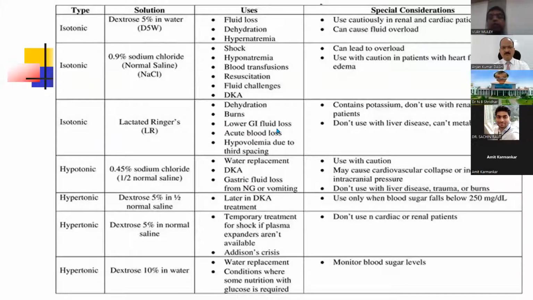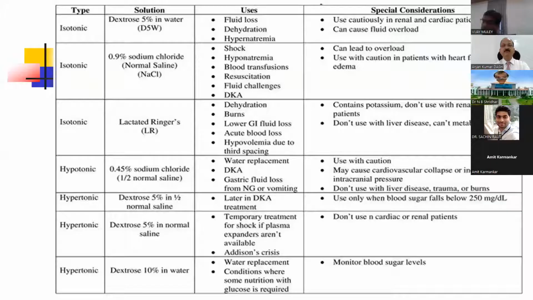And isotonic fluids, Ringer's lactate is always an isotonic fluid, and it contains potassium, and never use it in renal failure, and don't use it in liver diseases, especially lactated Ringer's. And hypotonic solutions like 0.5% sodium chloride are indicated in case of water deprivation syndrome, and need to be used with caution and may cause cardiovascular collapse also. And always we need to take care that they should be administered very slowly.